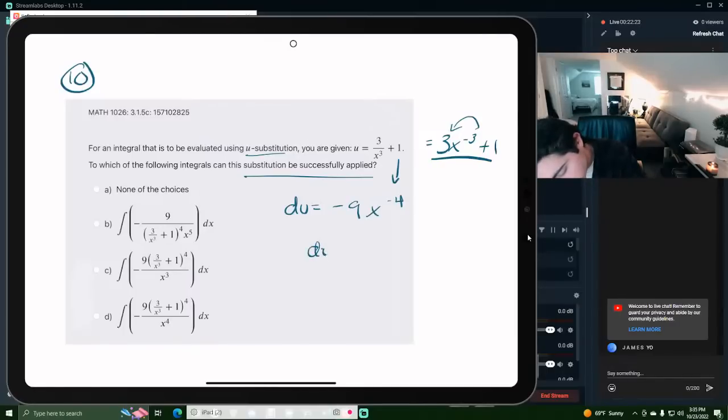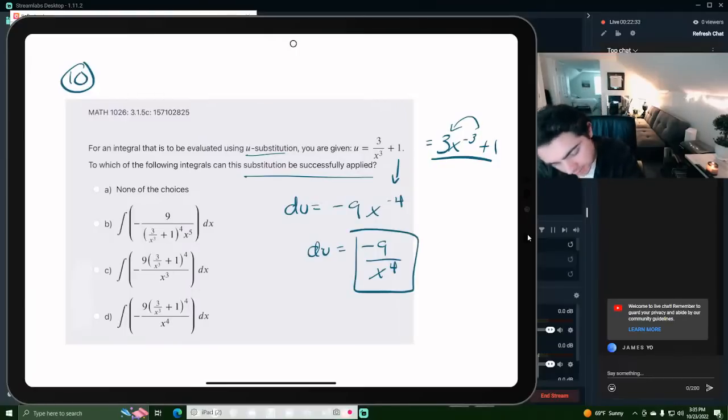And then what I might do is just rewrite this with no negative exponents. So really just bringing that x to the negative 4 down to the bottom as x to the positive 4. And really the trick is, once you find your du, hopefully some key part of du will help you identify, or will hopefully show up in one of these answers. And if it does, that's your right answer. If it doesn't, then none of these choices is probably our answer.